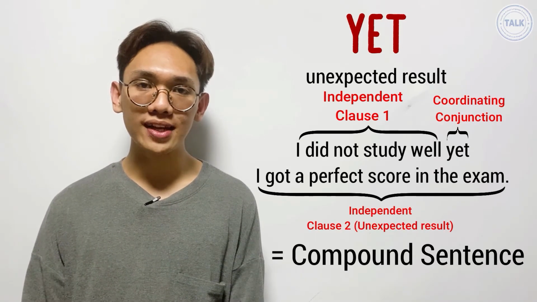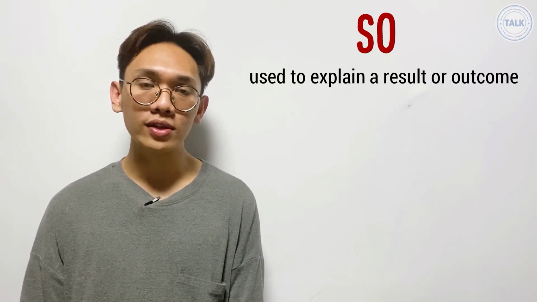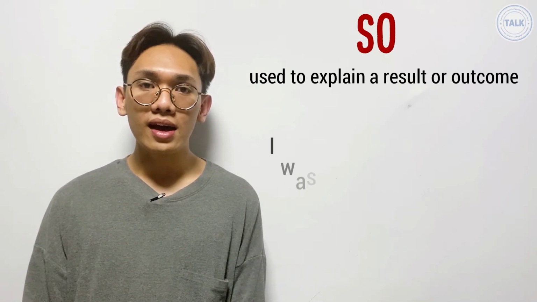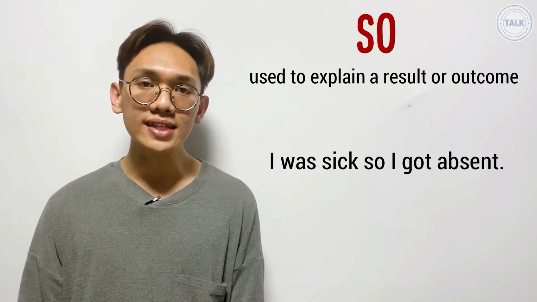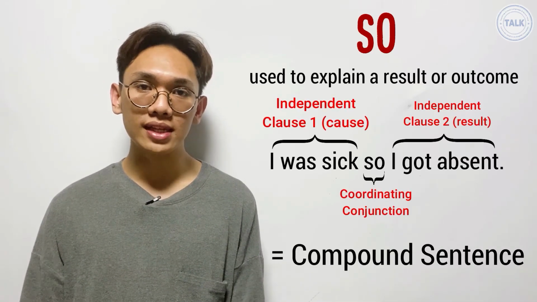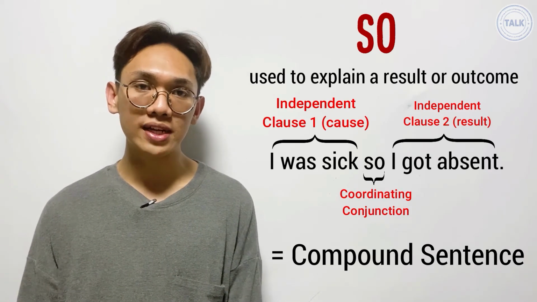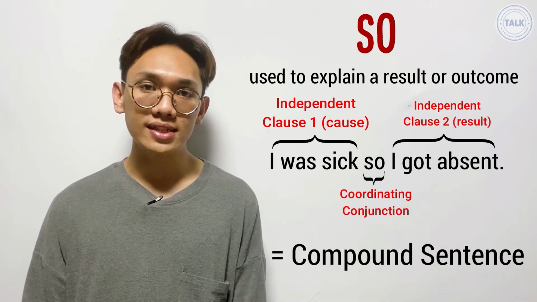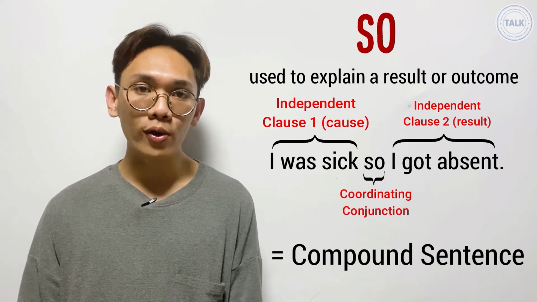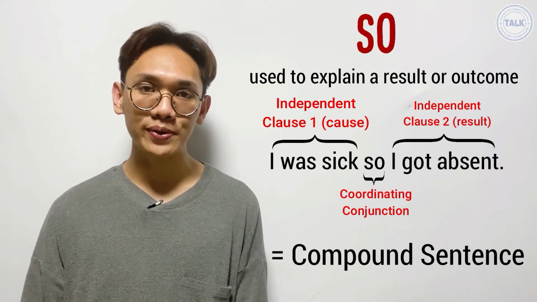Lastly, we have the coordinating conjunction so, which is the last of our fanboys. Now, when do we use so? So is used to explain result or outcome. Let's say, I was sick, so I got absent. In this sentence, I was sick was the cause, and I got absent was the outcome or the result of the first action. You have the first independent clause, I was sick, then our coordinating conjunction so, and I got absent is our independent clause number 2.